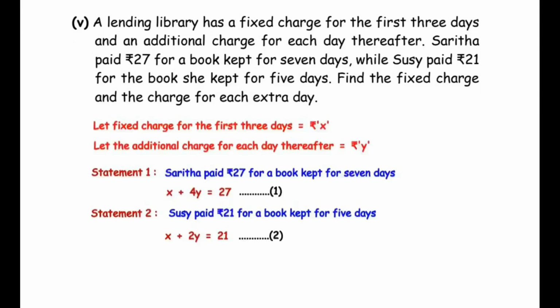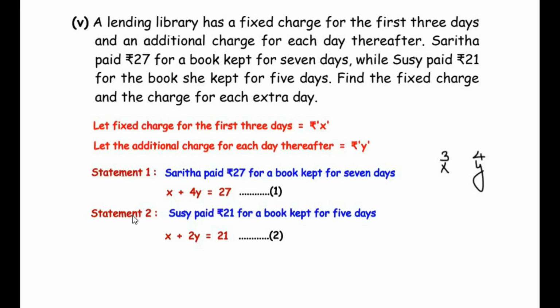So let us write here, let fixed charge for the first 3 days be equal to rupees X, and let the additional charge for each day thereafter be equal to rupees Y. Now we have the statement 1 where Saritha has kept the book for 7 days and she paid 27 rupees. So the equation becomes X plus 4Y equal to 27, where X is for the first 3 days she has to pay, and additionally she has kept it for 4 more days. So for 4 more days she has to pay a charge of Y rupees, giving us the equation as X plus 4Y equal to total amount paid is 27 rupees. And let us consider this as equation 1.